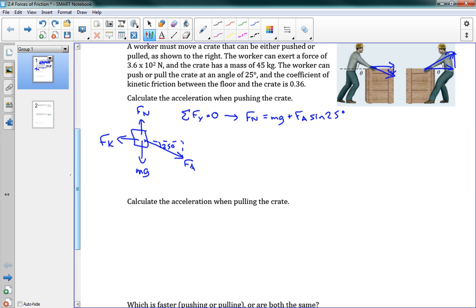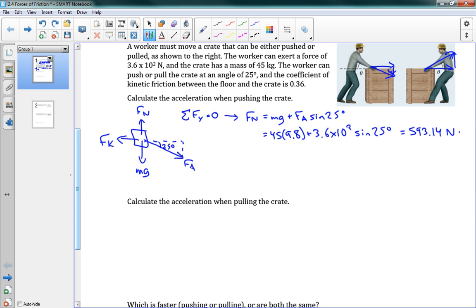And I can find the value now for normal force because I have all those values. So I have 45 times 9.8 plus my action force, 3.6 times 10 to the 2, sine 25 degrees. And this gives me a value of 593.14 newtons. Good.